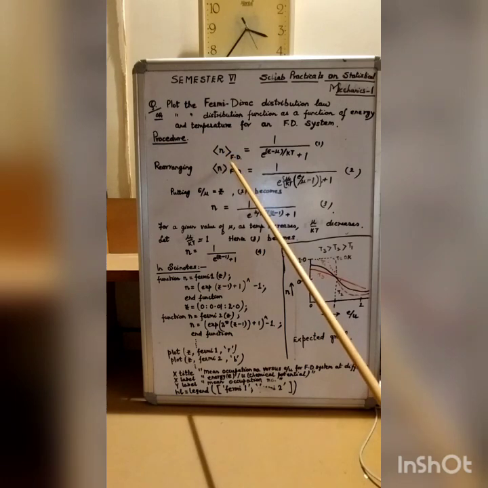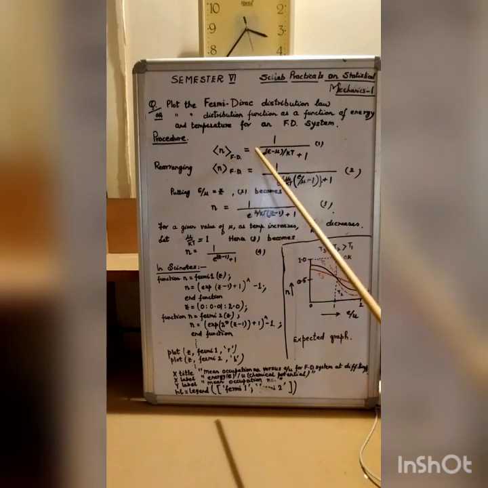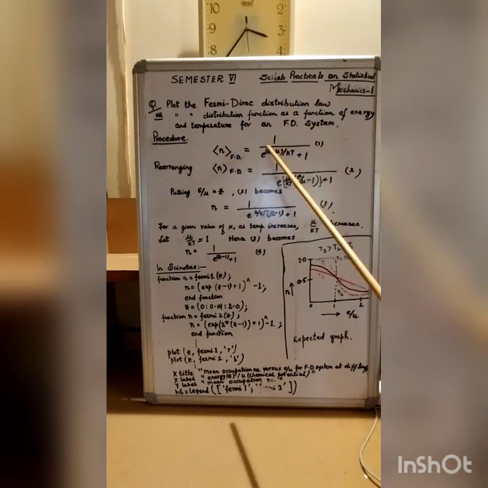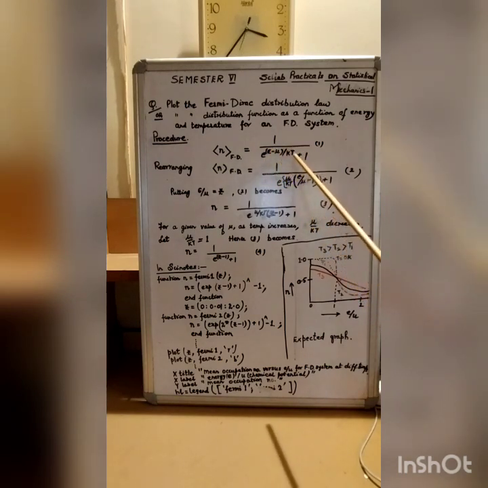Alright, so we are talking about the mean occupation number, and it is defined as 1 by e to the power (epsilon minus mu) divided by kT, plus 1. This is equation number 1, and this plus 1 is very significant because it has a special meaning where Fermi-Dirac statistics is concerned. If it is replaced, then the system changes.